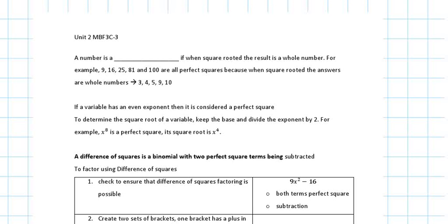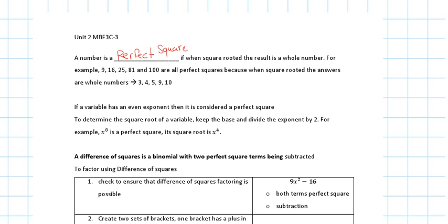They're called perfect squares because I take a number and I square it to give me that number, okay? So a number is called a perfect square if, when square rooted, the result is a whole number.